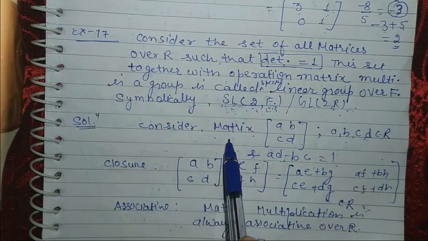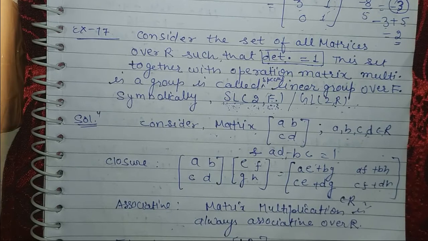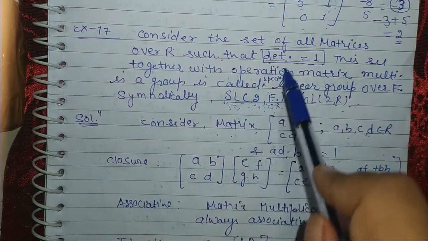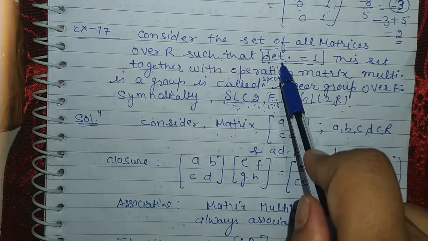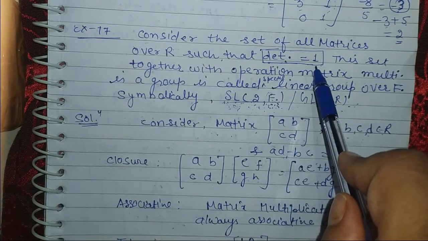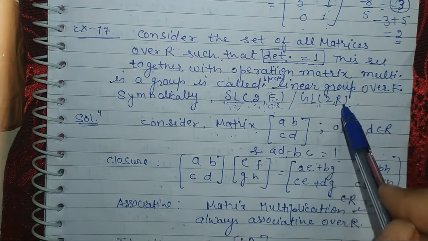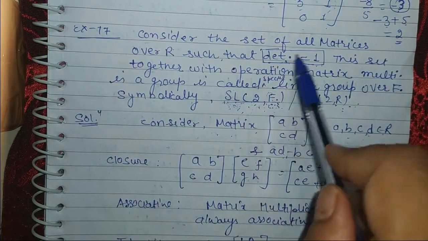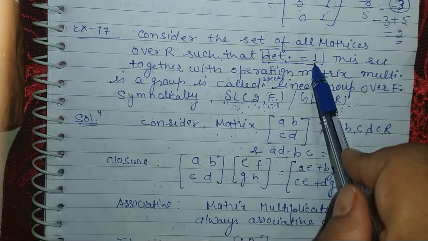So all these properties of groups are satisfied. What is the speciality in SL2R? SL2R is the collection of those matrices that have determinant 1. In GL2, the determinant is non-zero, but here in SL2R, the determinant of these matrices is only 1.